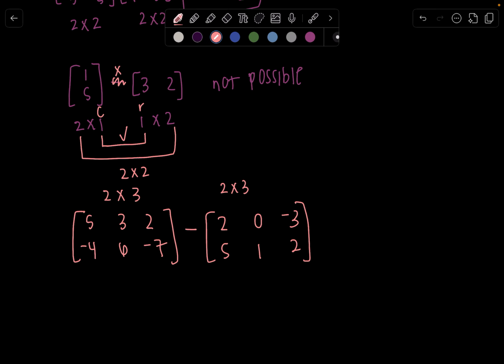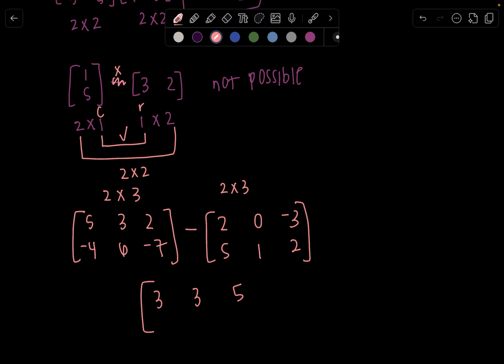So all you're going to do is, again, my answer is going to be the same dimensions. To get my new top left, so this spot right here, you're going to take this top left minus this top left. So 5 minus 2 is 3, top left. Then top middle, 3 minus 0 is 3. And then top right, 3 minus negative 3. Again, that's a minus negative, so make sure you add. 2 plus 3 is 5.